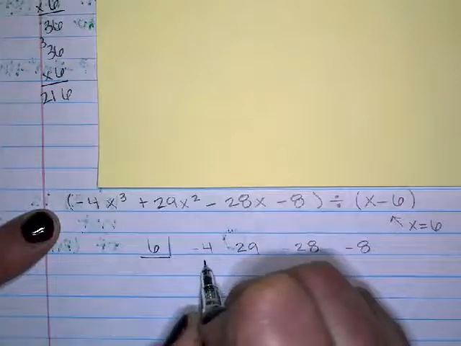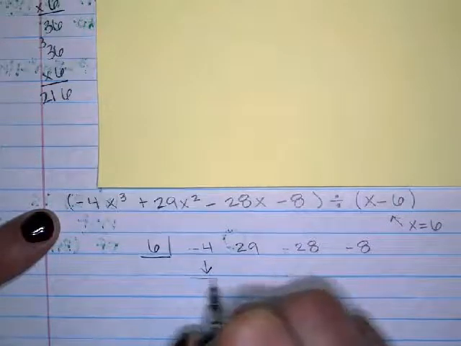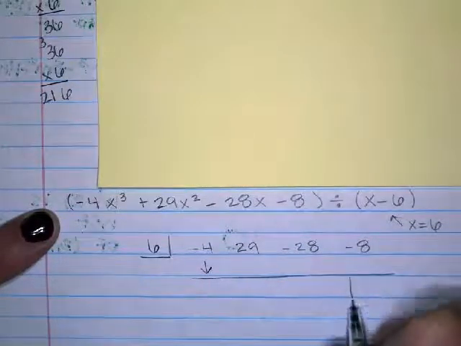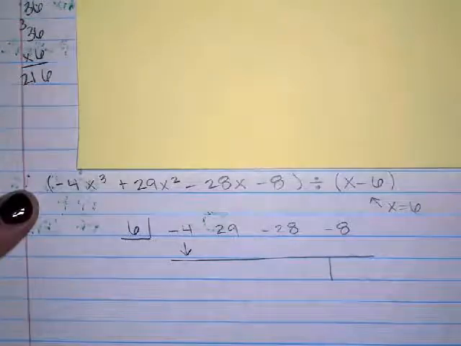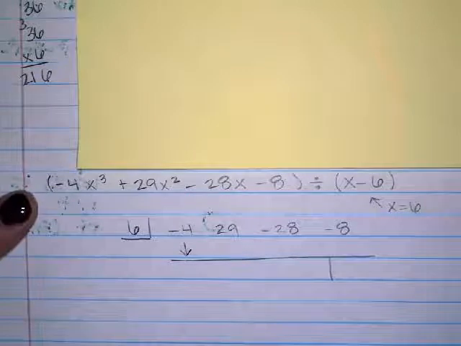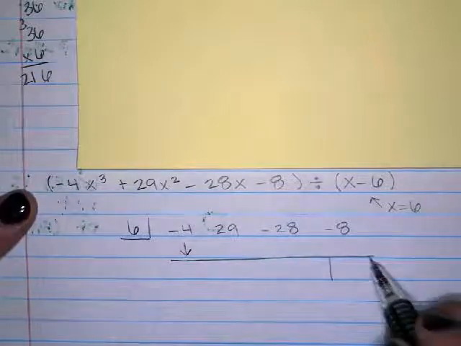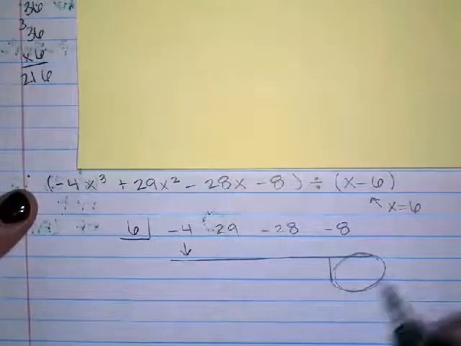So what do you guys think is going to be special about this problem? The remainder. I think the remainder is going to be something special about this problem. Okay, so I'm just going to circle that. I think that's going to be special. Okay. All right, so I'm going to drop down the negative 4.